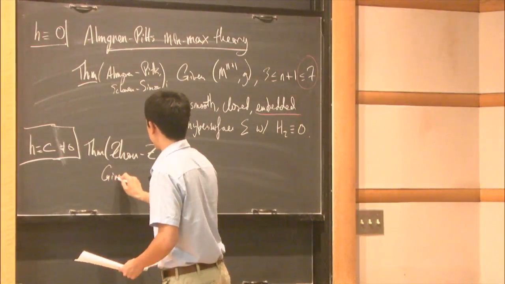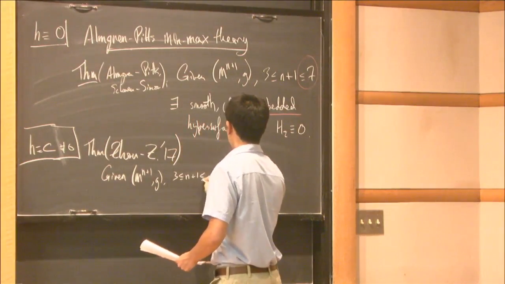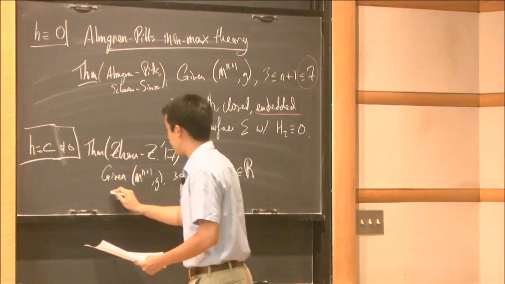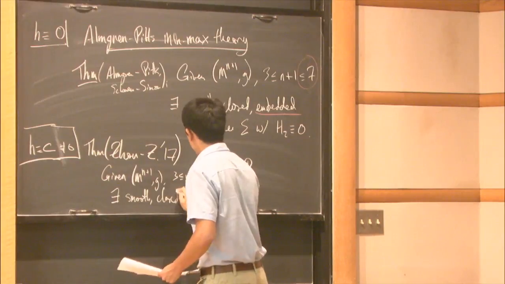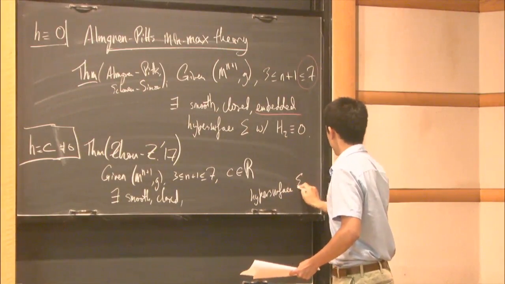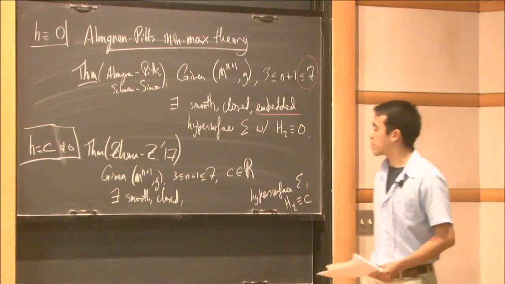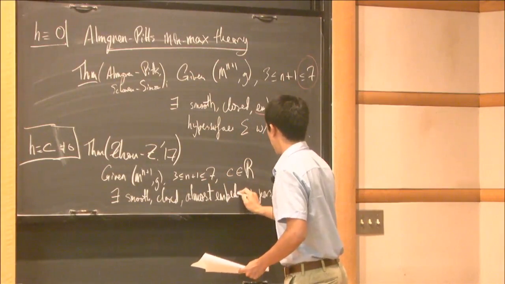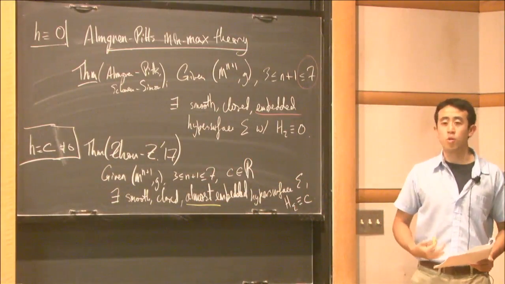So the theorem is: given this ambient manifold with the same dimensional restrictions, and if you give me a constant C, then there exists this hypersurface, smooth closed, and the mean curvature is everywhere equal to C. So I've left out a space, and the only difference is that now we have to allow our hypersurface to be what we call almost embedded.